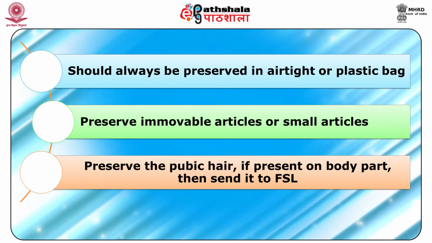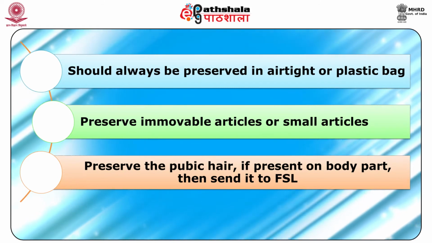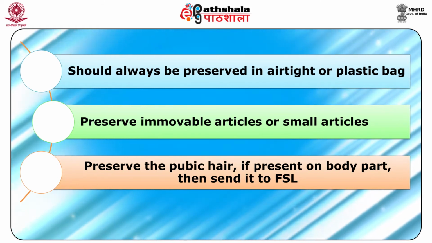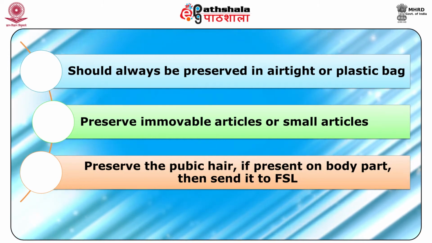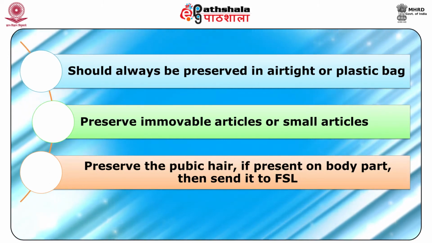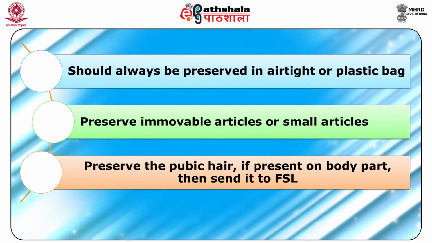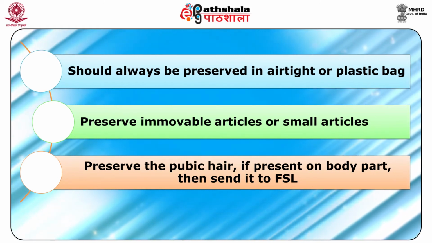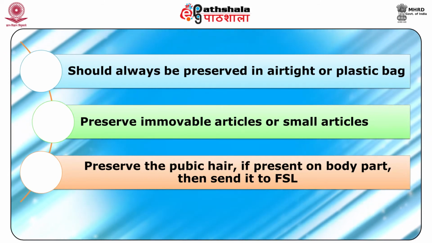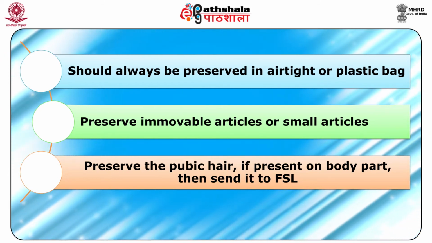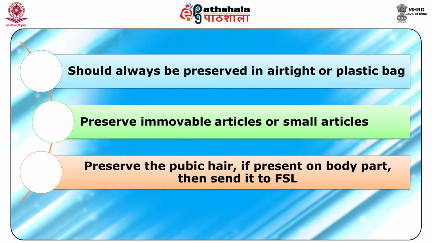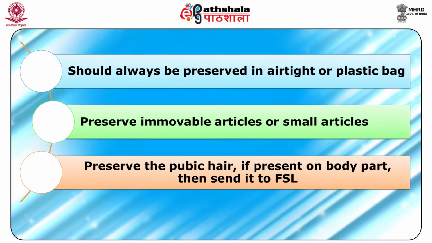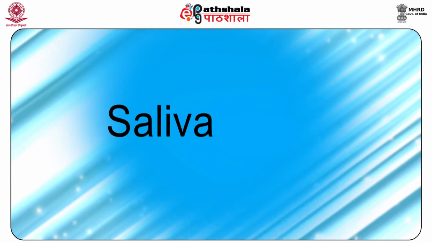If a seminal stain is present on any body part, then a cotton swab is taken and dipped in saline water. Then the cotton is applied on the body to prepare the cotton swab. After that, the cotton swab is dried and preserved in a bag. Never touch the sample with bare hands because it can contaminate and spoil the specimen. In a fresh seminal stain, live spermatozoa are present, so keep the cloth safe and send it properly to the forensic science laboratory. Next we have saliva.